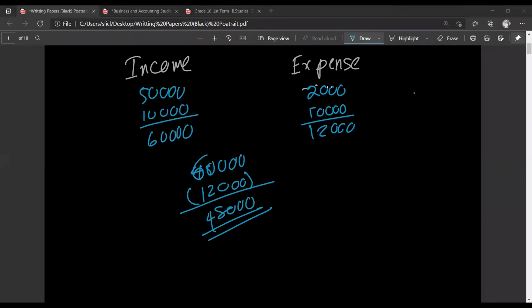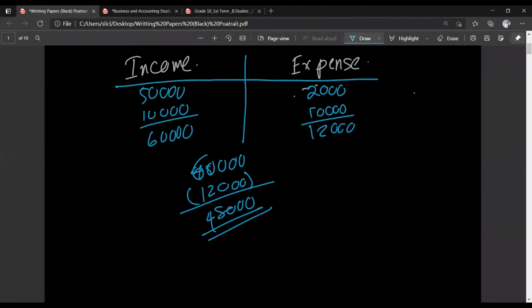Okay, I'll explain it again. First of all, you need to classify income and expenses separately, right? Here we have two incomes. Actually this is a profit, not an income, but we take it as an income here only for calculating profit. So profit and this income equal a total income of 60,000.